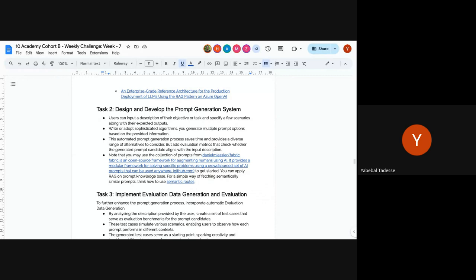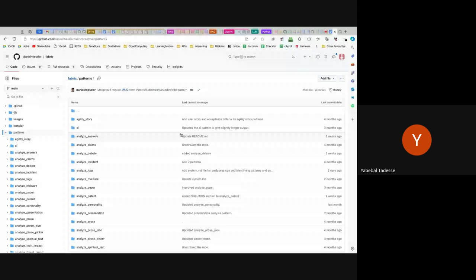In the patterns directory, I'm just going to share again, let me just share the whole window. So can you see my screen? I can't see, so if someone can say. Yes, we can see it. Okay. We can see it. Okay.